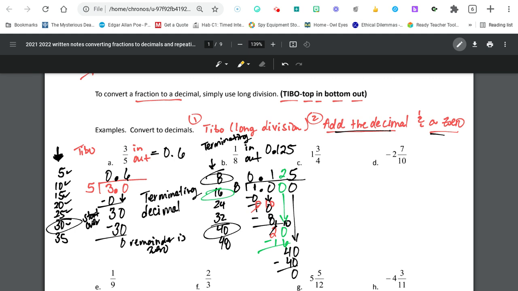Okay, there are 2 ways you can do C and D. I'm going to show you one way on C and the other way on D, okay? Make sure you have this written down. I'm about to erase it, so pause the video if you need to write it down.